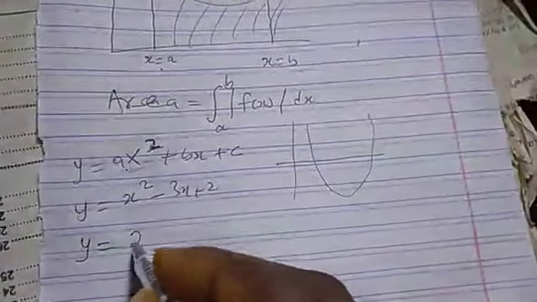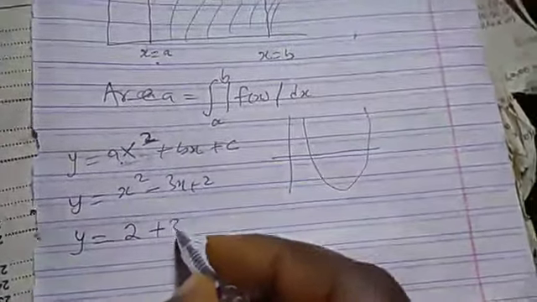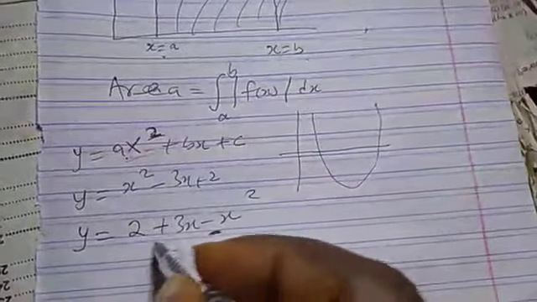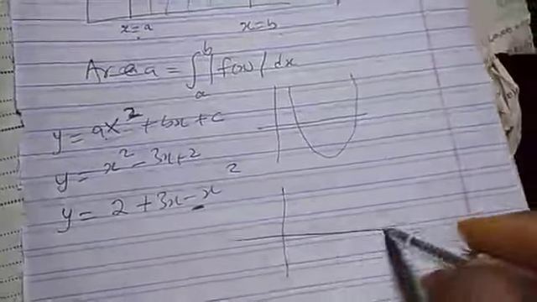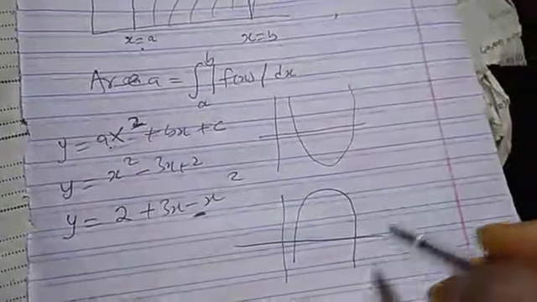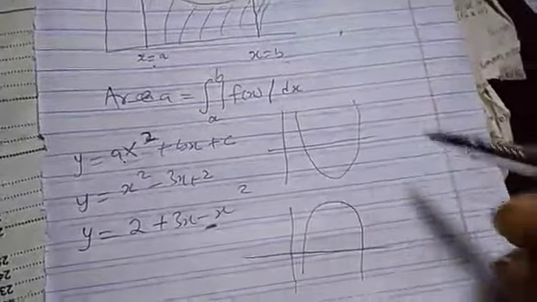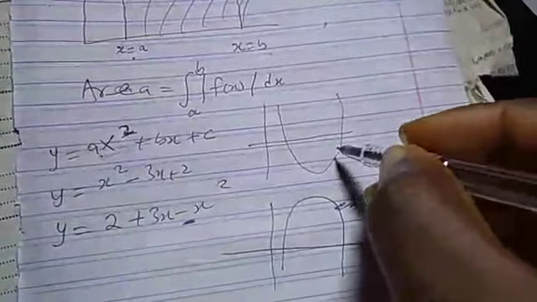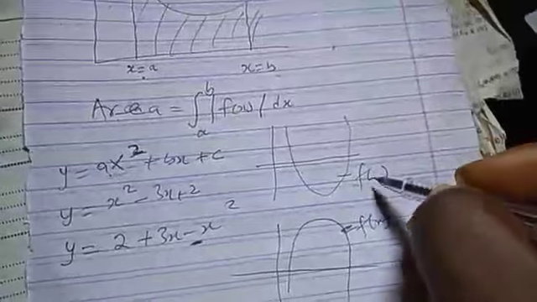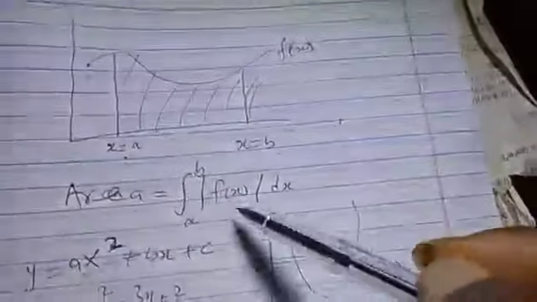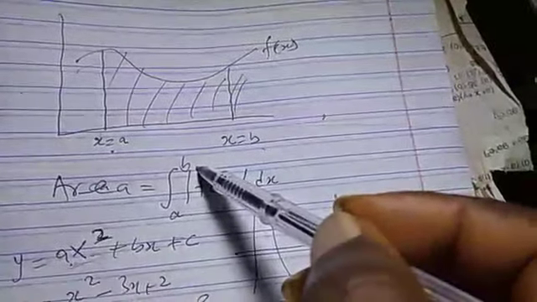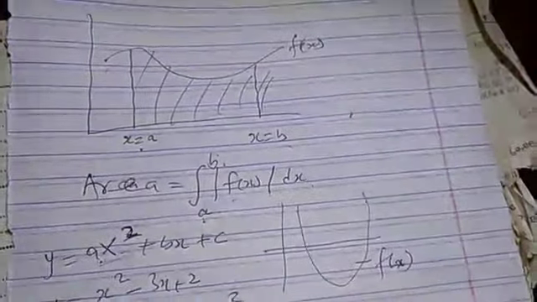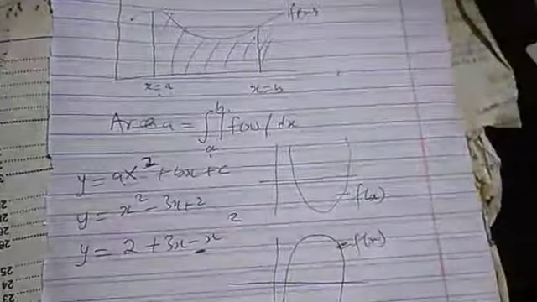But if you have something like this, 2 plus 3s minus s squared, because there's minus here, it is maximum. If it is maximum, they draw it like this. And it's very, very important. And this is the function we are talking about. This is the function f of s. To find the area, we just say integral from a to b, f of s dx.